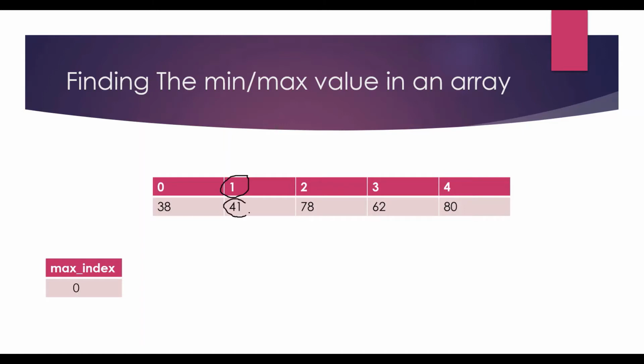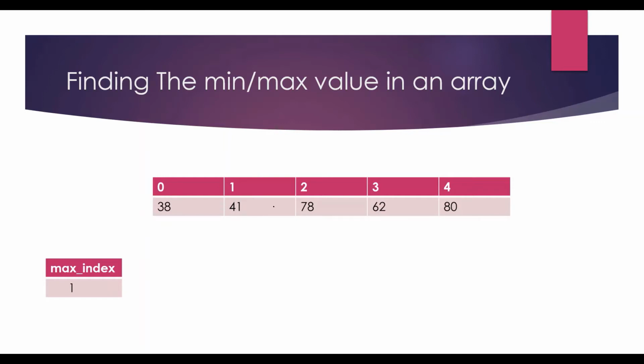So is the element at location 1 greater than the element at location 0? If the element at location 1 is greater than the element at location 0, then the maximum index will be at location 1. Since 41 is greater than 38, my maximum element in this array so far will be at index 1. So I will change my index here. Instead of having the maximum element at index 0, now my index of the maximum element will be at location 1.